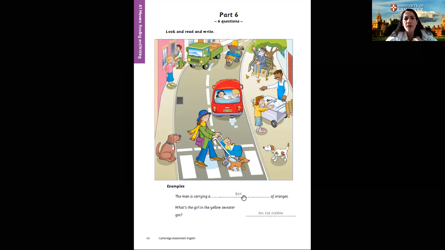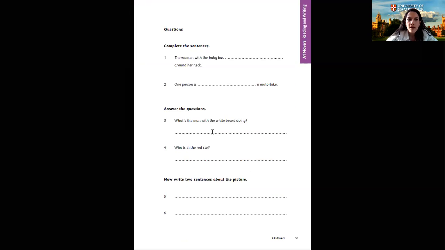Look, the man is carrying a box of oranges, okay? And then what is the girl in the yellow sweater? What's the girl in the yellow sweater got? An ice cream, okay? So look, in this part, you have to answer some questions, okay? Look. Complete the sentences. The woman with the baby has blank around her neck.